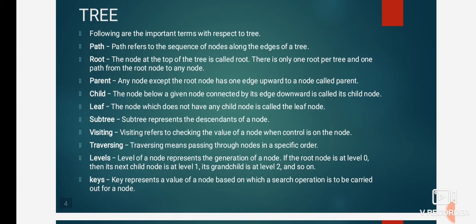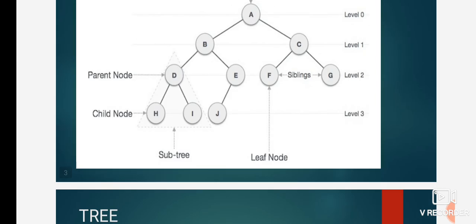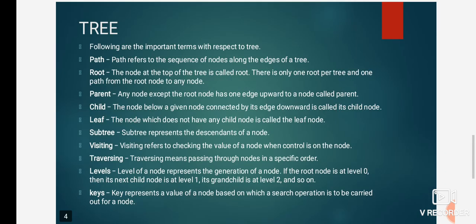Here are the basic terminologies. First one is path. Path refers to the sequence of nodes along the edges of a tree. Then root. The node at the top of the tree is called the root. There is only one root per tree and one path from the root node to any node. Then parent node. Any node except the root node has one edge upward to a node, called its parent. So here D is the parent, and D has two children, H and I. So that is the parent node.